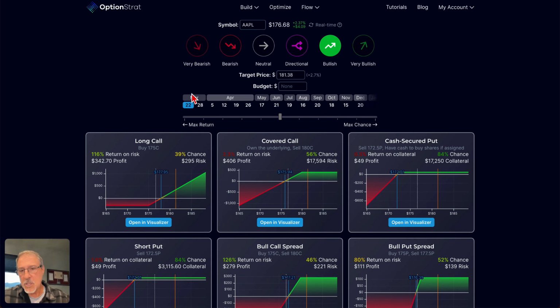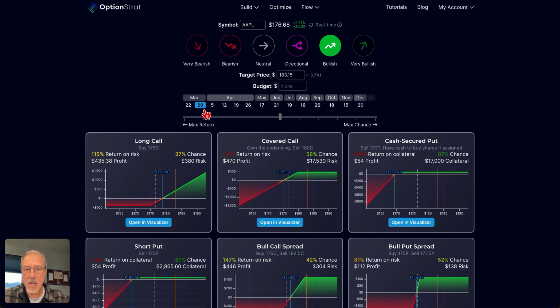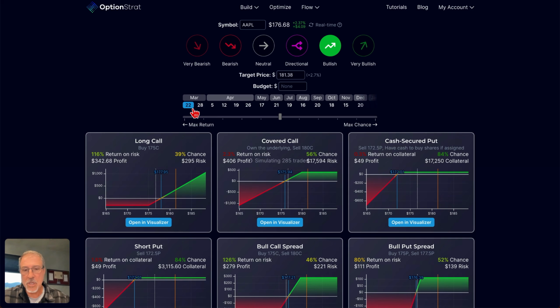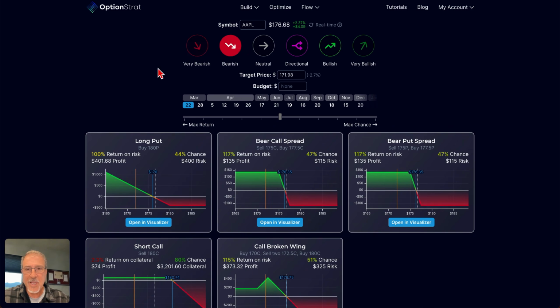So from my perspective, I'm going to look at this as a very short-term trade, possibly even expiring this Friday or next Friday. So these are the two scenarios that I'm kind of looking at. I'm just going to go with this coming Friday as being the expiration. Now, what is my premise? Am I very bearish? Am I bearish? I'm just going to say bearish. I'm not really very bearish on Apple, but I'm just going to say bearish.